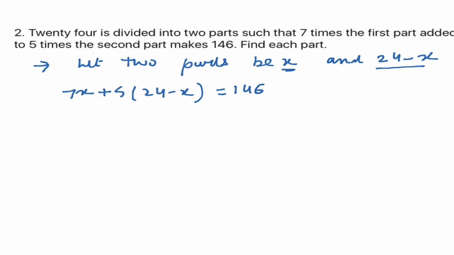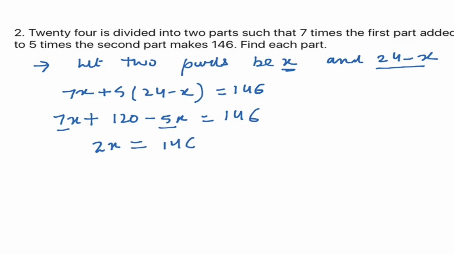Now we will solve it. 7x plus 5 times 24 is 120 minus 5x, we multiply 5 with both the numbers inside the brackets. It is equal to 146. Now we will collect the like terms, 7x minus 5x, it will give us 2x. And now we can transpose 120 to the other side, and it will come as negative, minus 120. So 2x equals 146 minus 120, which gives us 26. x equals 26 divided by 2, that is 13.